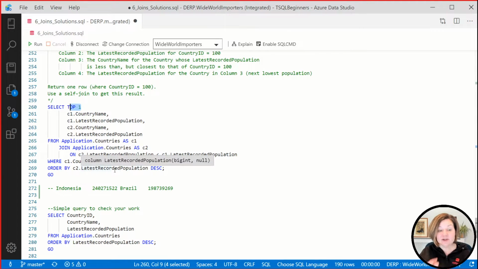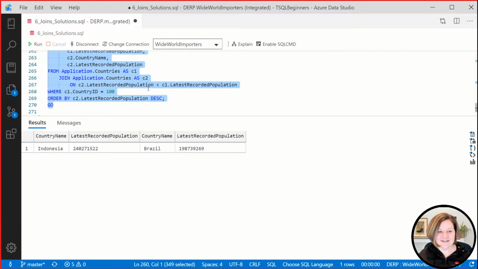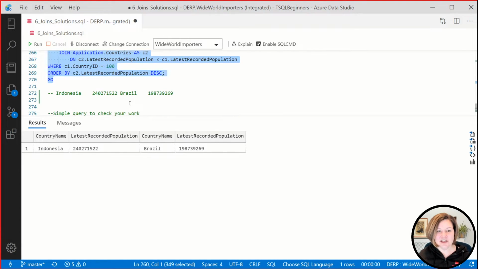There are other ways you can write this too. This is going to be true for a lot of things. There are many different ways to write queries. There's usually more than one way to write a query, almost always. This, I think, is just a kind of cool one because it's a fairly simple way to do it. Let's see what we get here. Sure enough, checking our work, Indonesia here and Brazil here.